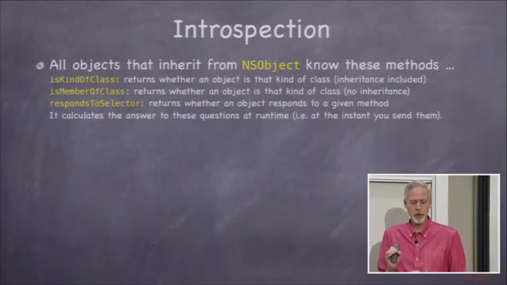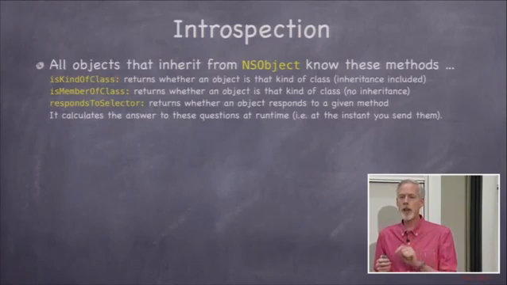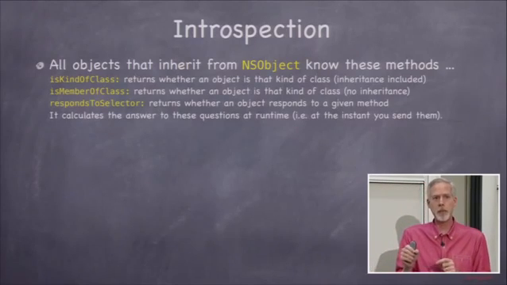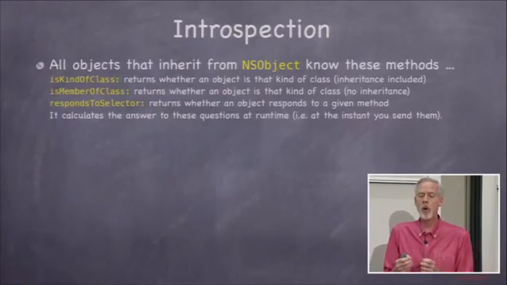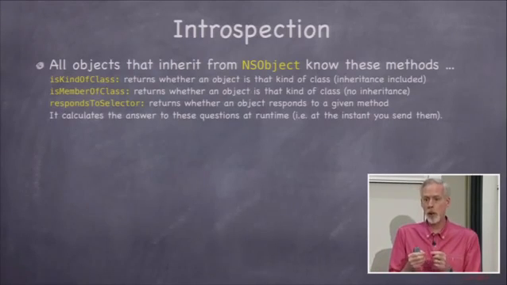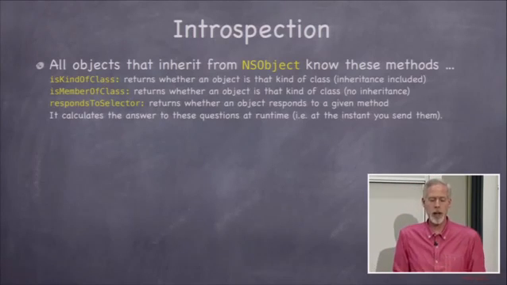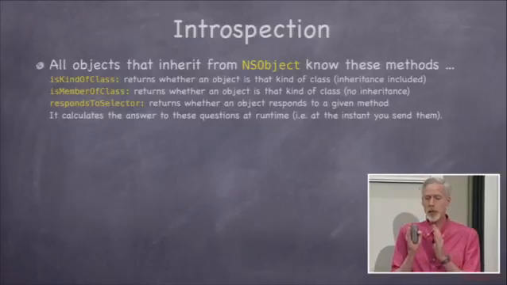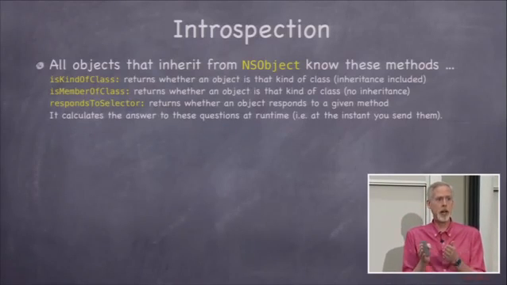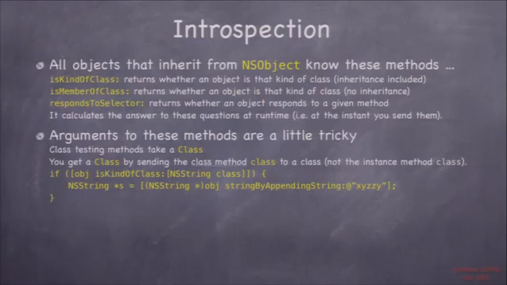I'm going to talk about 3 of them here: isKindOfClass, isMemberOfClass, and respondsToSelector. So isKindOfClass and isMemberOfClass let you ask an NSObject, or anything that inherits from NSObject, are you of this kind of class? Or isMemberOfClass means, are you actually this class? Not this class or something that inherits from it, but actually this actual class. And then respondsToSelector says, does this object that this ID points to, does it respond to a certain method?